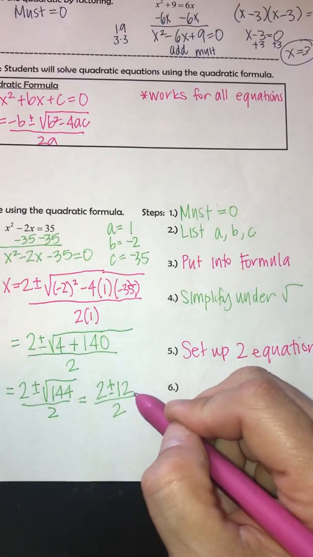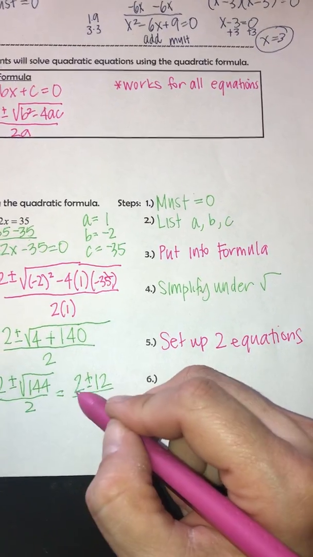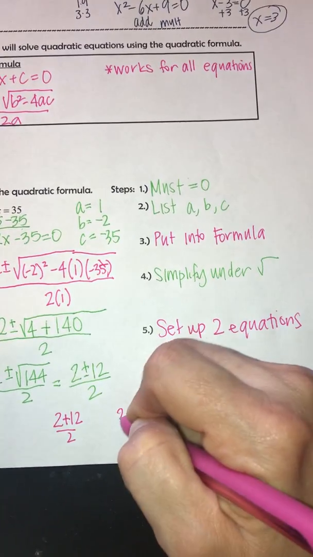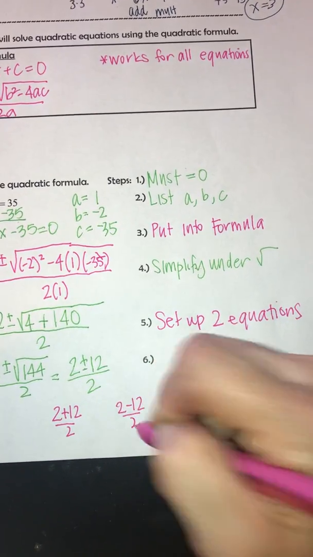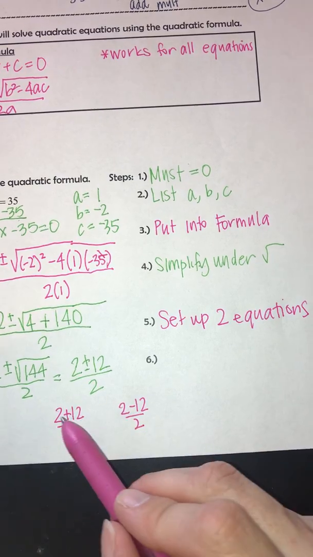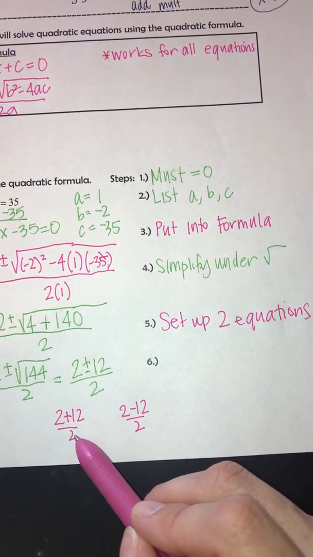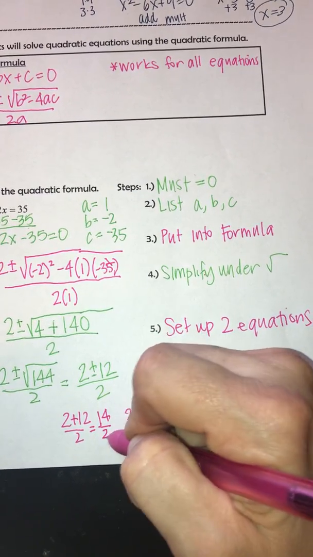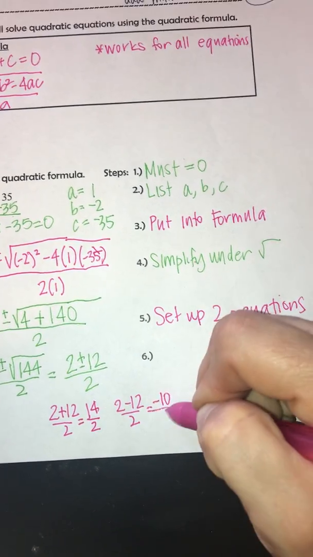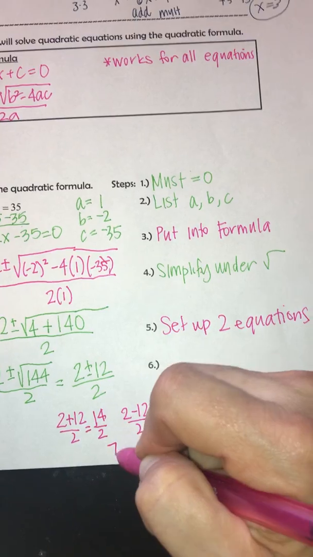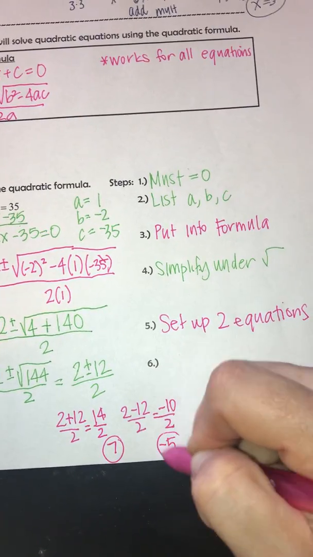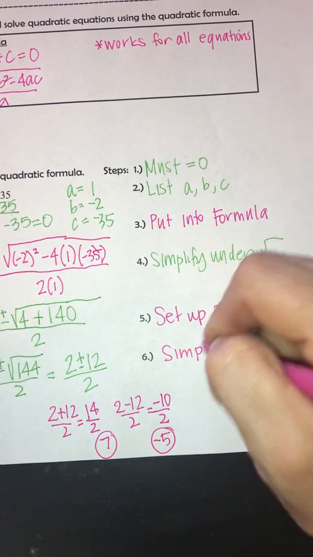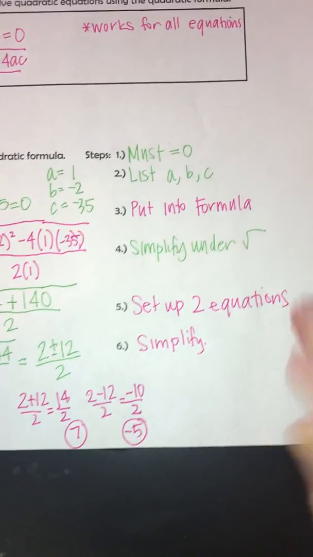So I'm going to do 2 plus 12 divided by 2 and 2 minus 12 divided by 2. And we're going to simplify. Again, we're going to do the tops and then we're going to divide because this is like a grouping symbol. It's going to be 14 over 2, it's going to be negative 10 over 2, and so this is going to be 7 and a negative 5. Simplify.